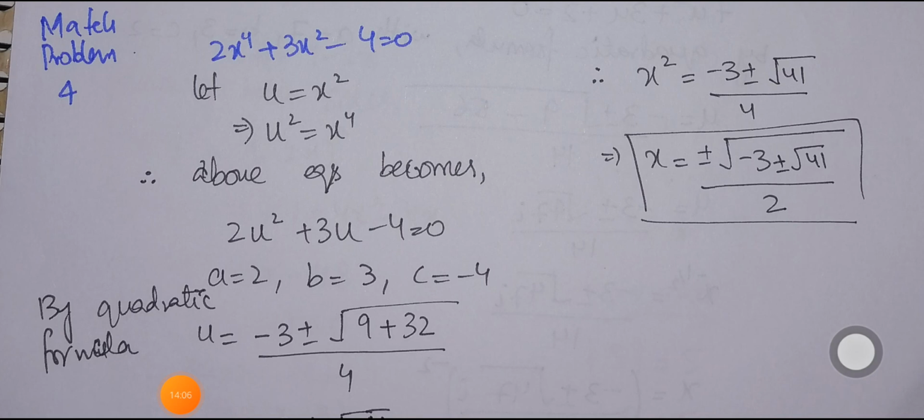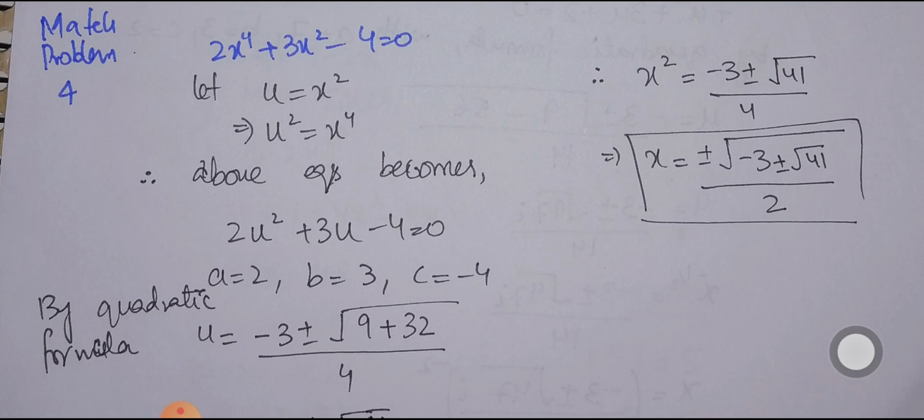Next we have math problem 4, 2x power 4 plus 3x square minus 4 is equal to 0, which is a simple thing to shift into the quadratic form. Let's simply take u to be x square, and then u square will be x power 4, because 4 could be generated by multiplying 2 with 2. So the above equation becomes 2u square plus 3u minus 4 is equal to 0. Now I have used the quadratic formula for it because its factorization is not possible. So by applying the quadratic formula with a is equal to 2, b is equal to 3, and c is equal to minus 4, I got the solution.